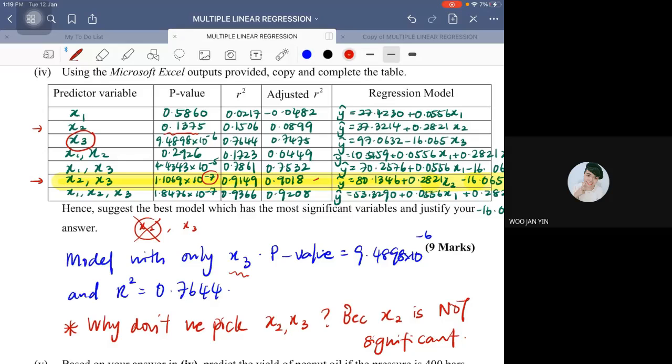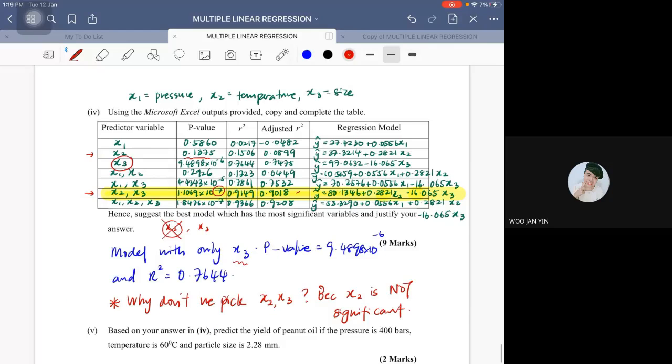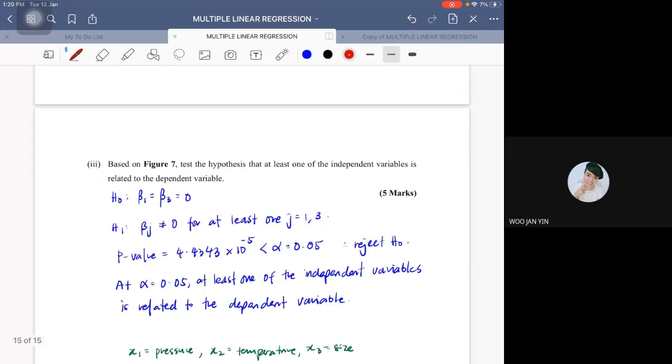To be honest, I'm kind of tired already. I think I'm going to end here because I have explained pretty much everything that you have to know about multiple linear regression. If you understand what we discussed today, you don't have to do any more revision. This is pretty much everything on multiple linear regression.